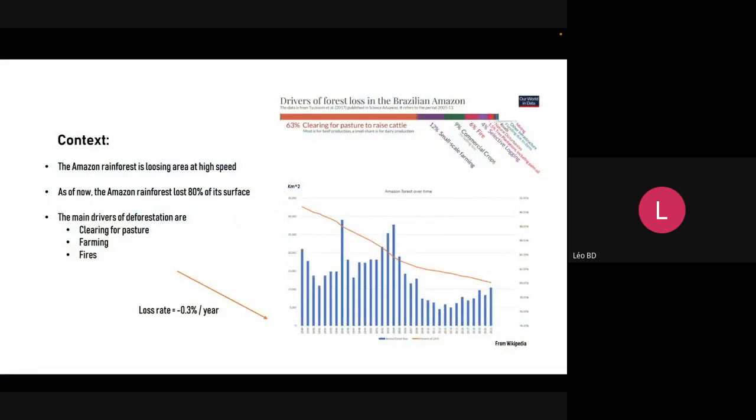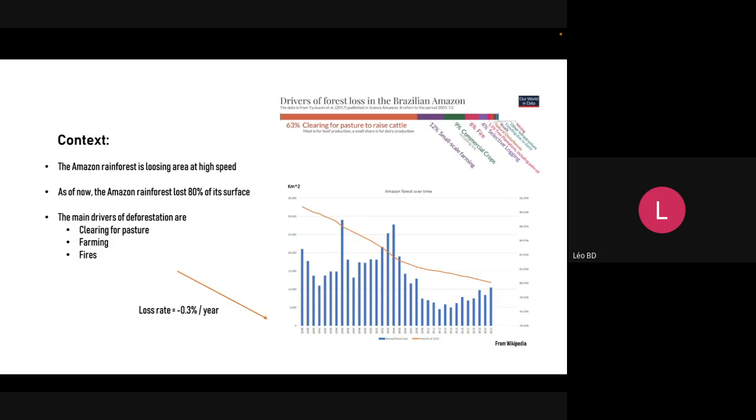So to start, before talking about wildfires, I'll talk a bit about deforestation, because this is just a general introduction. But as we all know, the Amazon rainforest is losing a lot of area. As we can see, compared to its initial state, it already lost 20% of its surface. I'm sorry, there's a mistake, 80% is remaining, which is quite a lot. As you can see, the orange curve shows that we're losing 0.3% per year of surface.